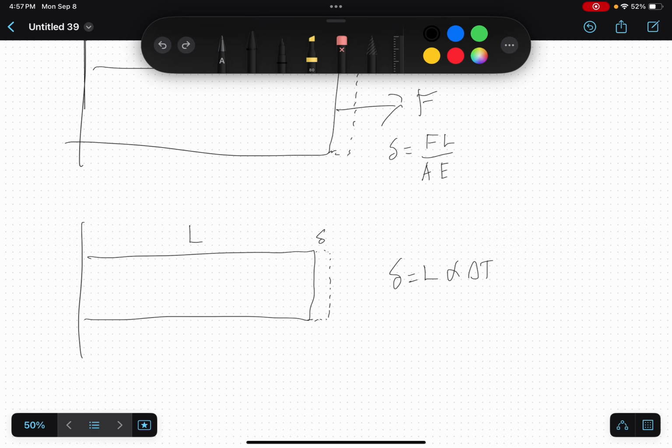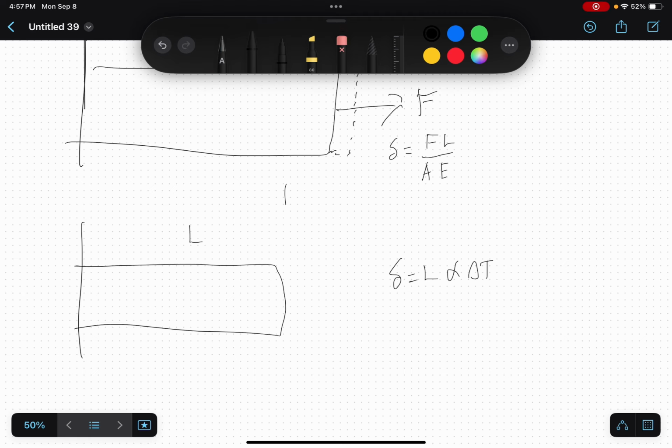Okay, so what if, oh, I erased too much. What if there's a wall right on this end? So it can't expand, but you heat it up anyways. What would happen? This deformation will be 0, but you're still increasing the temperature. So what will happen?